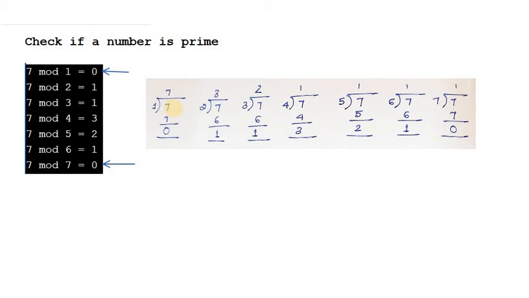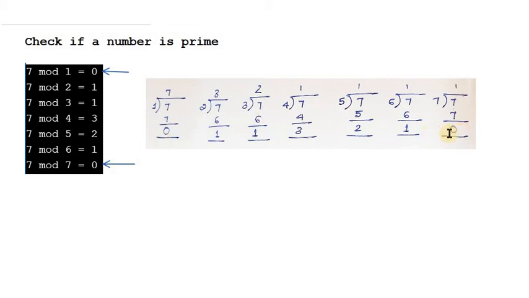If I divide the number 7 by 1, then the remainder is 0. If I divide the number 7 by 2, the remainder is 1. Similarly, the remainder of division of 7 by 3 is 1. 7 by 4 is 3. 7 by 5 is 2. 7 by 6 is 1. 7 by 7 is 0.